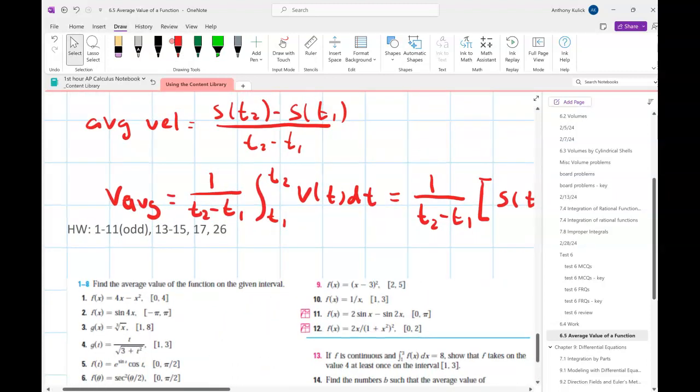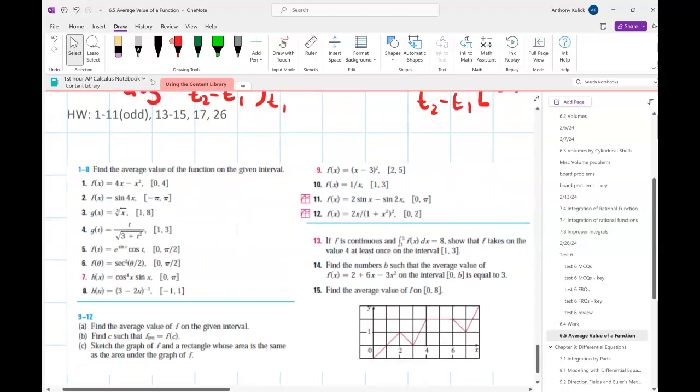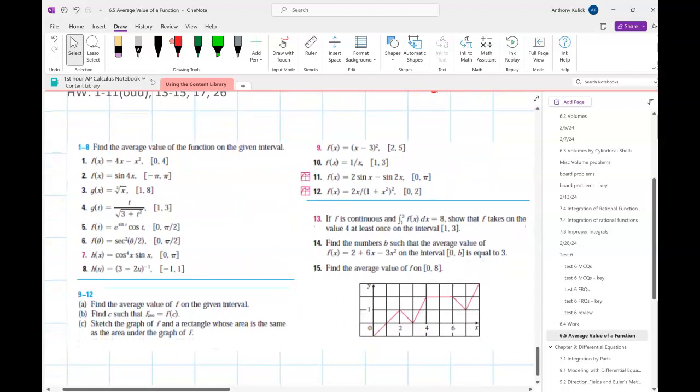And again, I ask you to do a handful of these. Again, fairly straightforward, right? They're just asking you to calculate the average value. They give you a function, they give you an interval, a relatively easy calculation. Or they give you the function, then they ask you to find the average value, find the c, and sketch the rectangle. If you didn't want to sketch the rectangle, I wouldn't be mad about it.